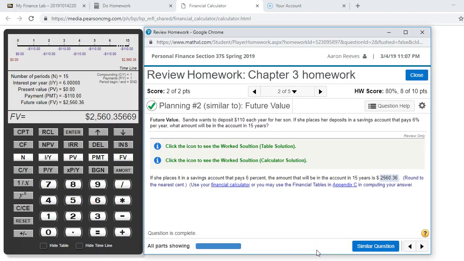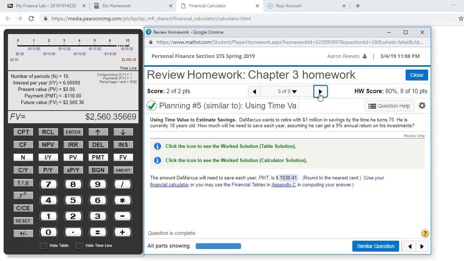So we see that if Sandra was to invest 110 each year for the next 15 years and earn interest at 6% per year, at the end of 15 years, she would have in the account $2,560.36. Notice it says for your answers to round to the nearest cent. Okay, let's try another one, shall we?